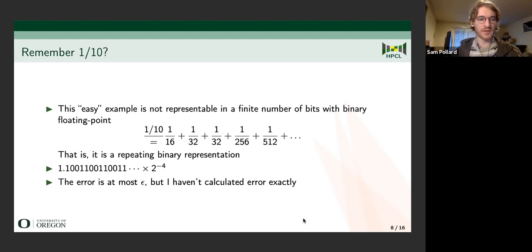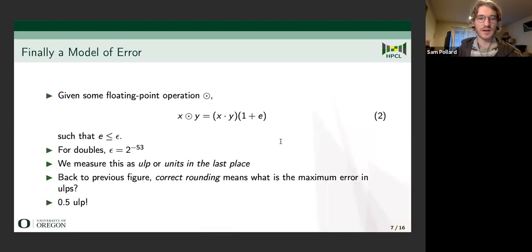And you have this, right? We have the sign, which is the +1. We have the exponent, which is -4. And we have the mantissa, which is just this repeating fraction that you end up truncating or rounding correctly. So the error of this 1/10 versus the binary representation of 1/10 is at most epsilon, the relative error, but I haven't calculated the error exactly. I don't know exactly what that number is, but we know from this previous equation that the error is at most epsilon, 2 to the -53.